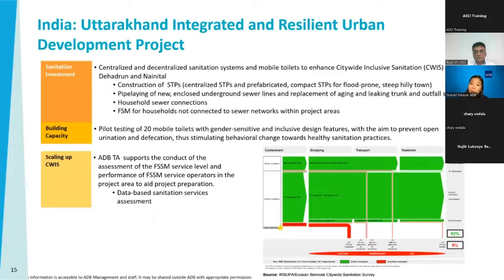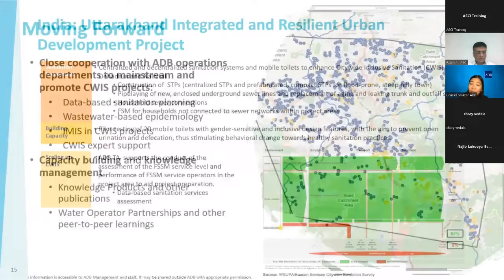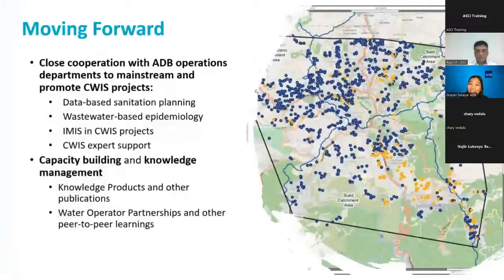Moving forward, ADB aims to further support investments and initiatives in CWIS. To do this, our team ensures that we closely cooperate with our operations department to mainstream and promote CWIS projects, making sure that these are in line with the operational priorities of addressing remaining poverty and reducing inequalities, accelerating progress in gender equality, making cities more livable, promoting rural development, and strengthening governance and institutional capacity.